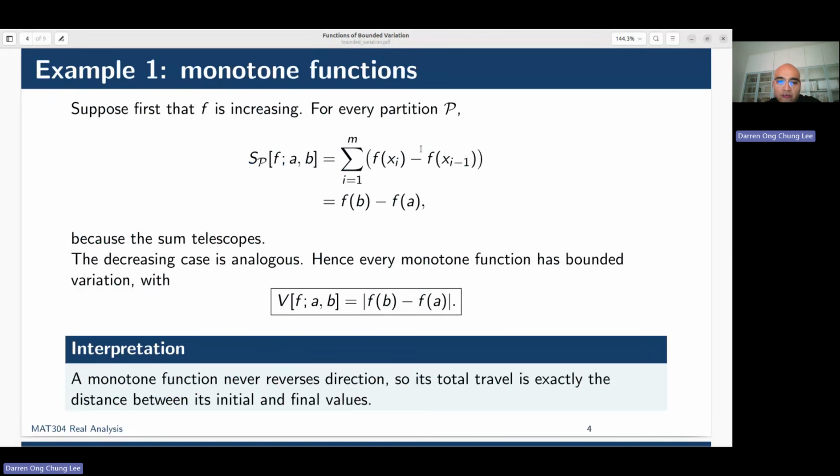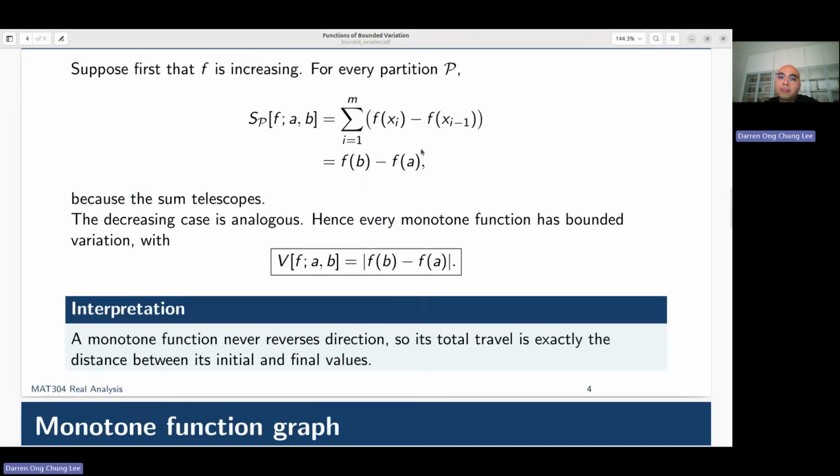Because the monotone function will never reverse direction, if you look at how the graph travels vertically, it only ever goes up or only ever goes down. So the variation is just the difference between the starting value and the ending value.